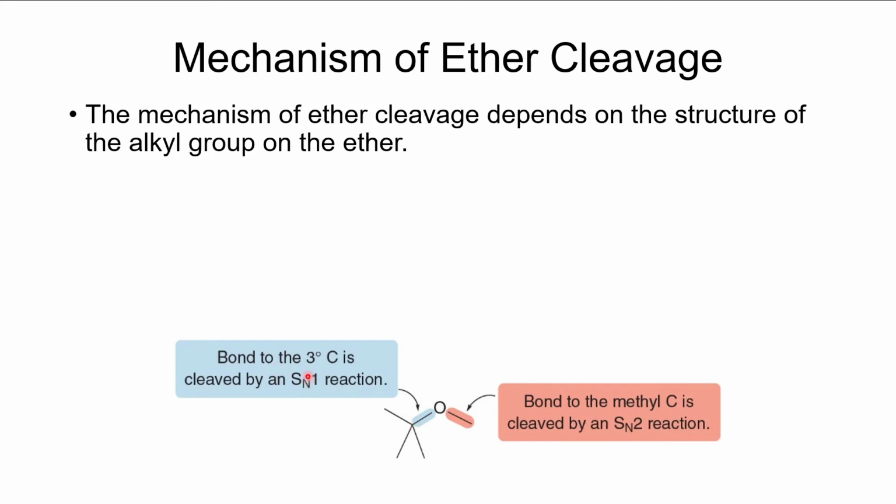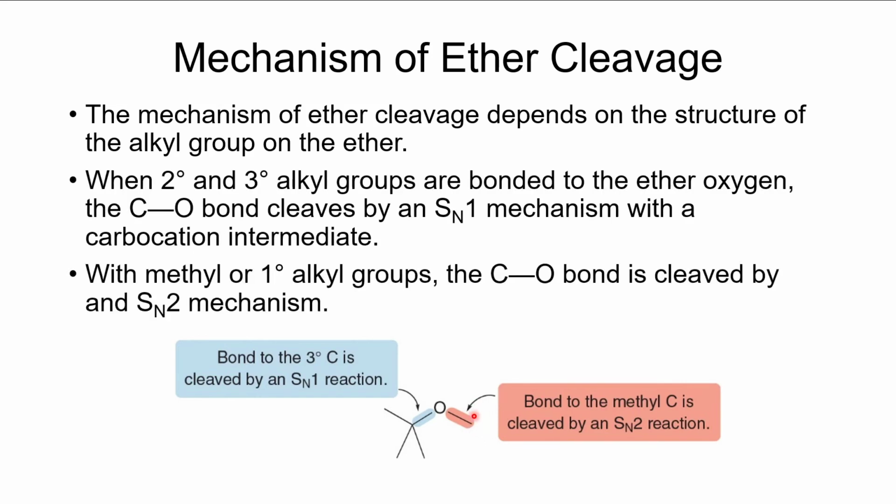that's going to occur using an SN1 mechanism. This side, where we break the bond between oxygen and methyl, can't occur by SN1 because we can't form a methyl carbocation, at least not under normal conditions. So that one has to happen by an SN2 mechanism. So secondary and tertiary are all going to occur by SN1 mechanism when we break that bond. So we'll get carbocation intermediates. And methyl and primary are going to occur by an SN2 mechanism.